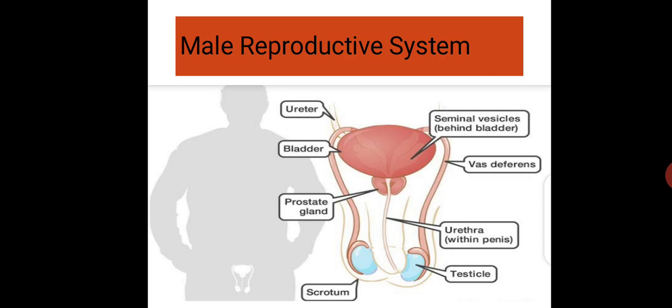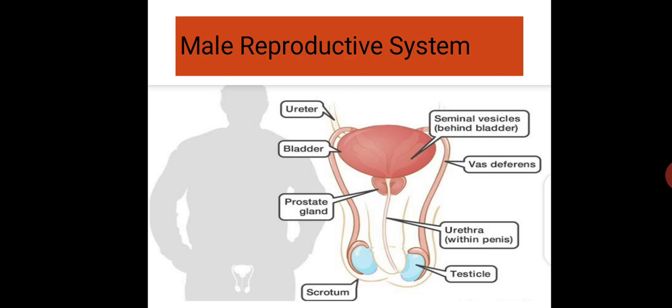So let's see the male reproductive system. You can see that the male reproductive system is linked to the excretory system. You can see we have the bladder there. The bladder, that is where the urine is stored temporarily. The ureter, okay. You can see the ureter is one of the excretory organs.